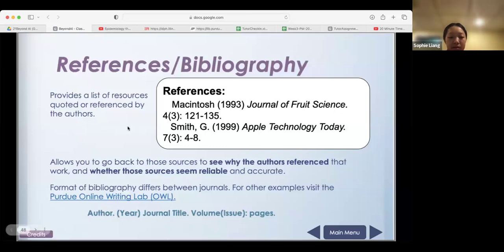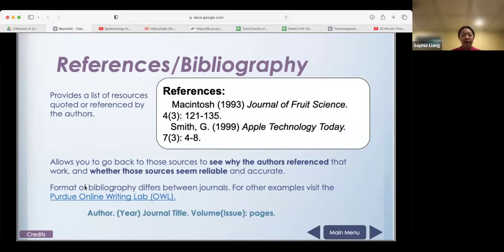Okay. So the references or bibliography section allows you to go back to those sources and see why the authors reference that work and whether those sources seem reliable and accurate. So just because one scientist is using those sources doesn't mean it's a good source. You need to make your own judgment on whether you think it's reliable or accurate.